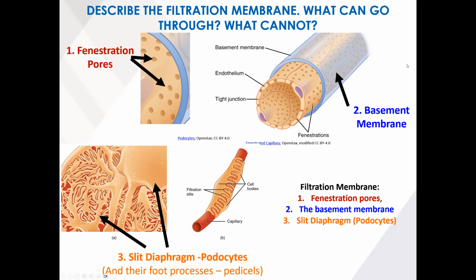Oh, sorry. What cannot pass through? What would be something that could not be filtered by your kidneys? Yeah, big things. Red blood cells, white blood cells, big proteins, those kinds of things. So, what gets filtered are small things, because small things can pass through all of these three things. What can't be filtered are big things, blood cells, big proteins, that kind of stuff.